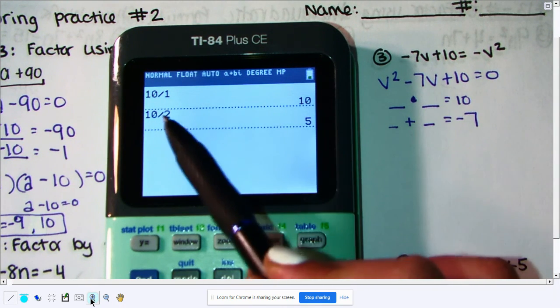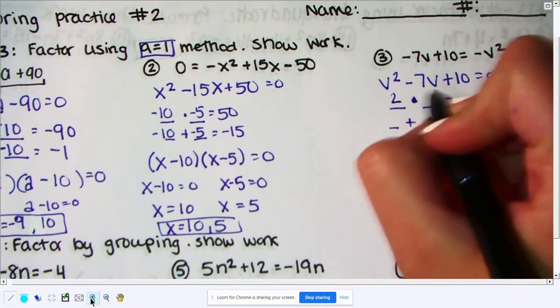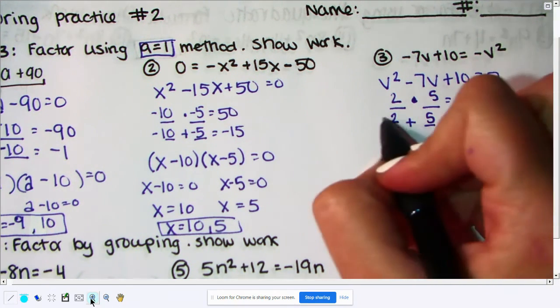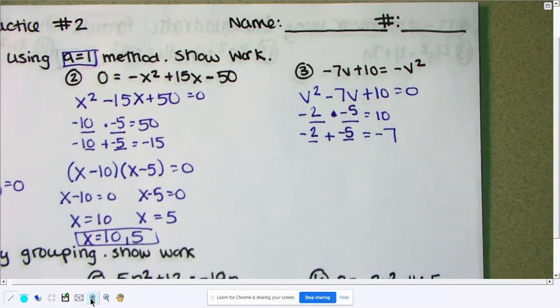There is a way I could combine 2 and 5 to get 7. So those are my two factors. So 2 and 5, and then we analyze our negative signs. For this case, we have a negative 7, which means both of these values have to be negative. And when I multiply those, I do get a positive.